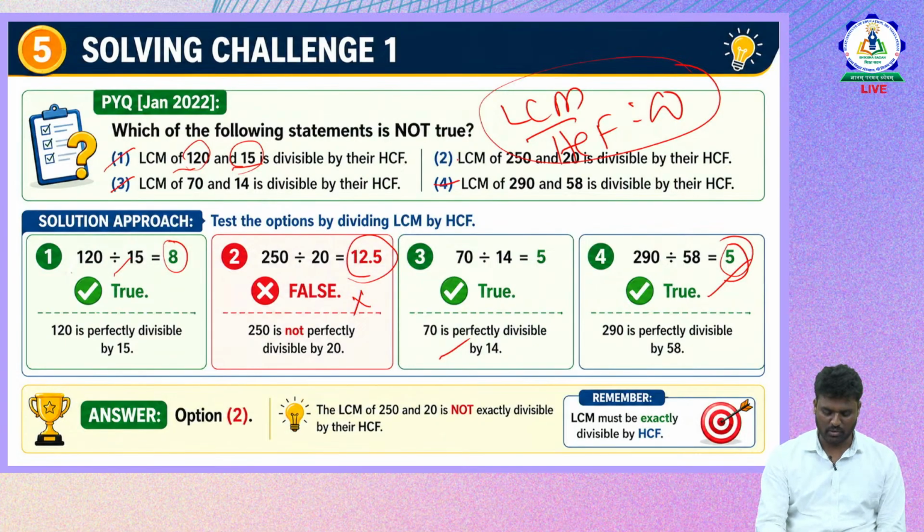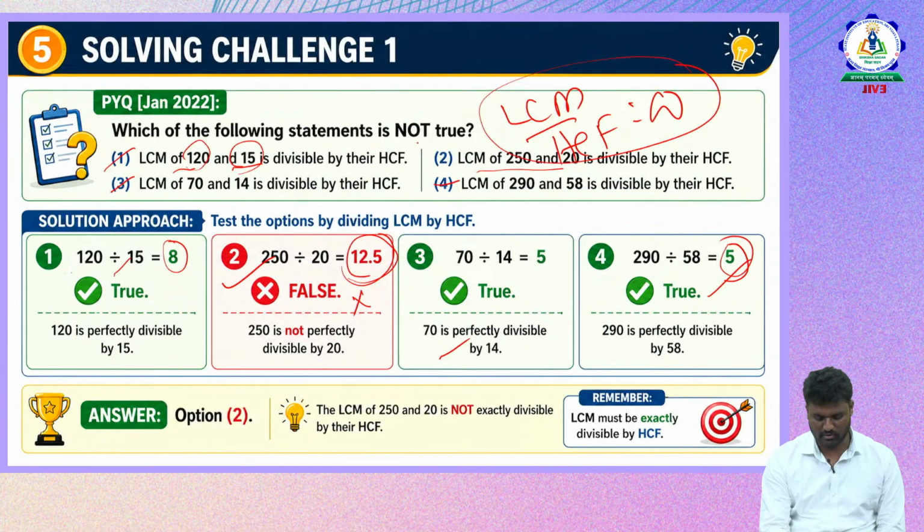Only statement 2 is not satisfying. When the LCM of 250 and 20 is divided by the HCF, we get a fraction, therefore it is not a whole number, so this condition is not satisfied. So option 2 is the correct answer for this question.